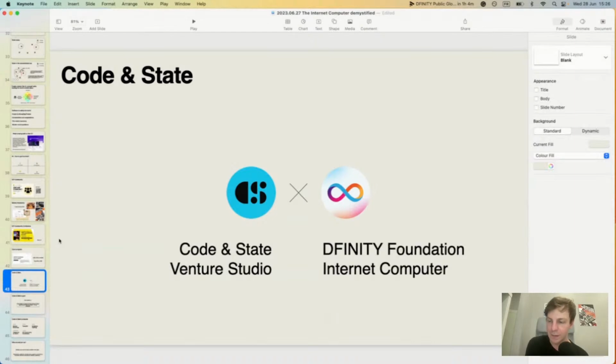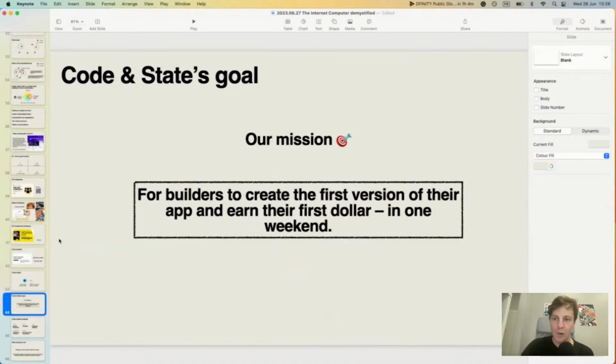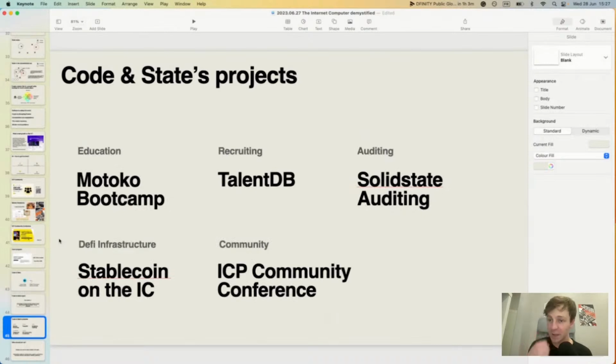They have been pushing the tech. But there are a lot of pieces missing. For example, tutorials and content and community building and events, which are needed for people to get on board and also understand the IC. And so that's what we are doing at Code and State. All the initiatives I've mentioned previously are from Code and State. Our mission is to create the first version of an application and earn the first $1 in 1 weekend. It would be a challenge to show the IC to some entrepreneur, and at the end of the weekend, make sure this person has made $1 or 1 ICP by creating the project. We have a few projects in the pipeline.